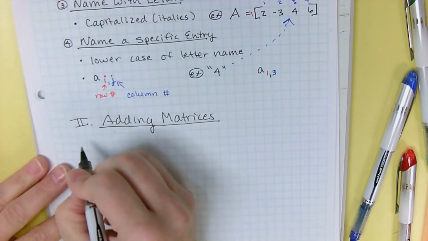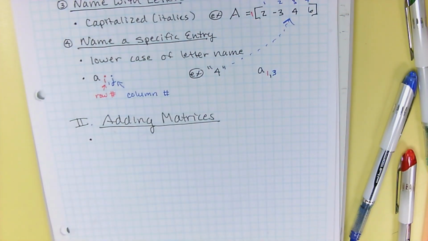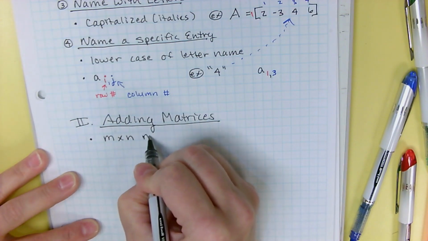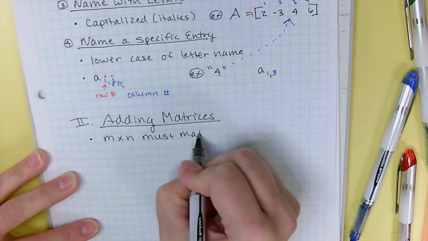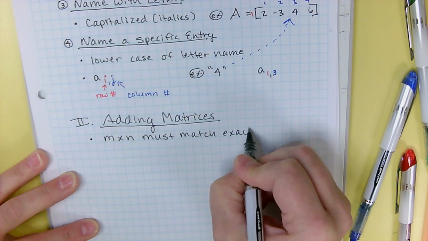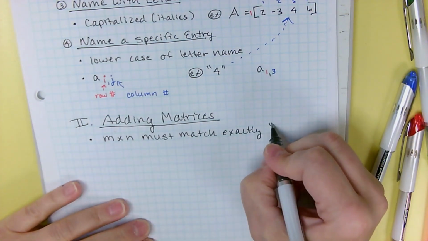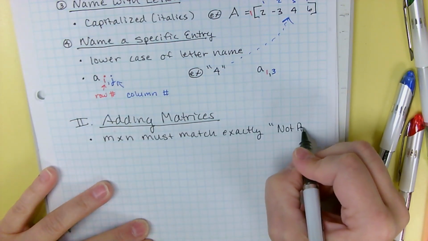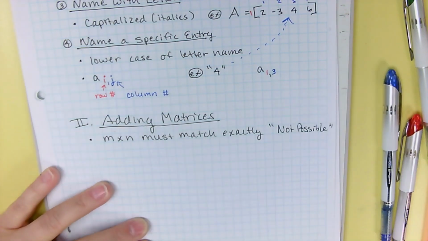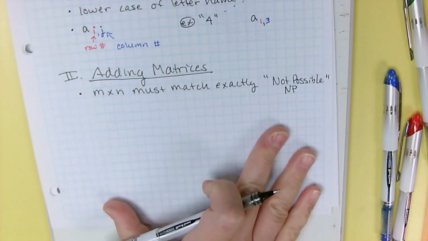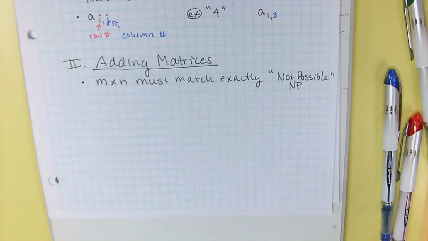All right, when you add matrices, not all of them can be added. Some of them it's not possible. So when you add matrices, the M by N notation for them must match exactly. If they have different numbers of rows or columns, you would answer it's not possible to add them, or capital N, capital P, which is an official abbreviation for not possible. So if M by N doesn't match up, it is not possible to add.